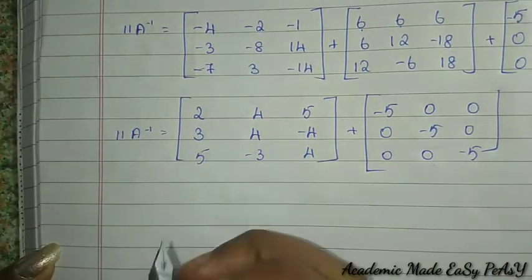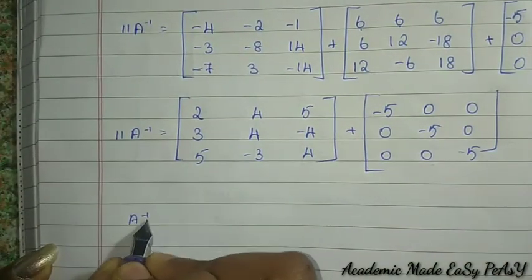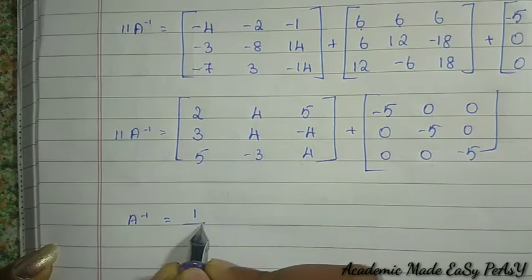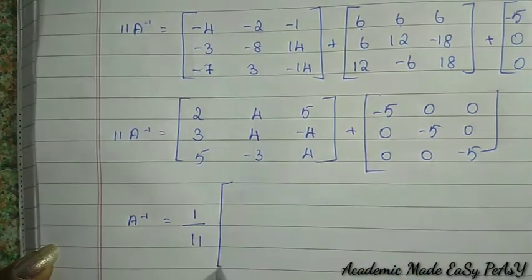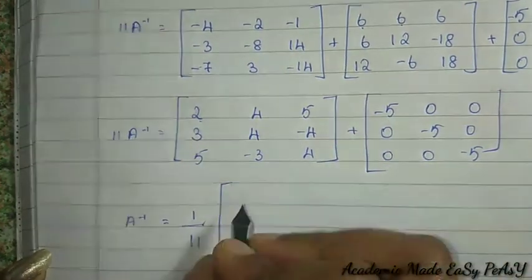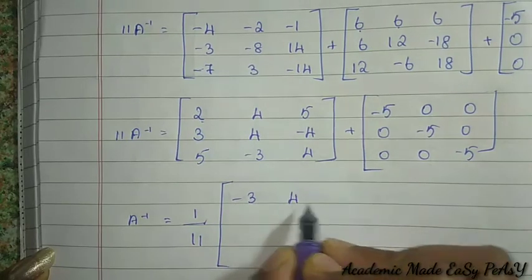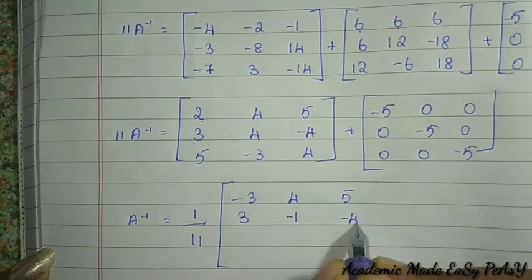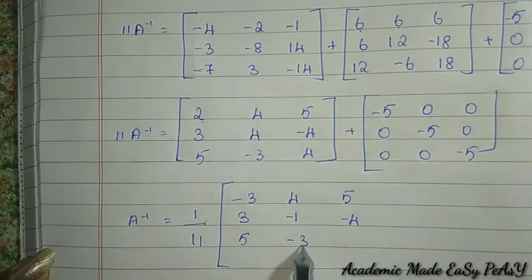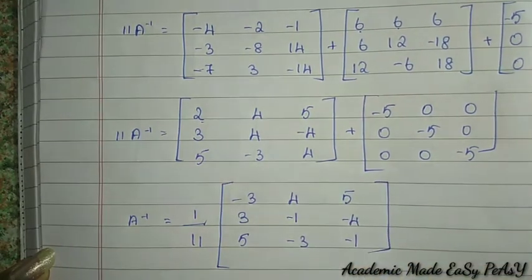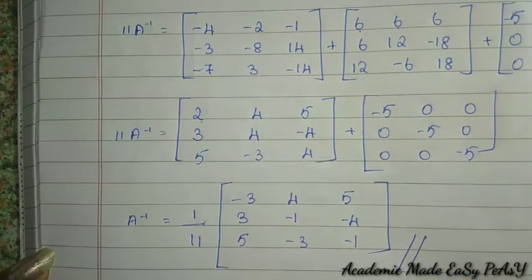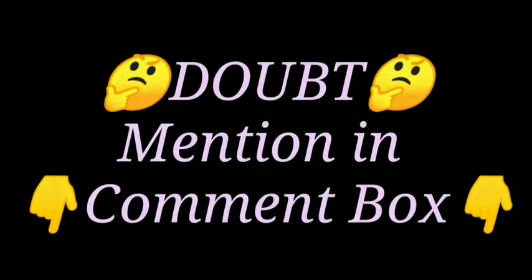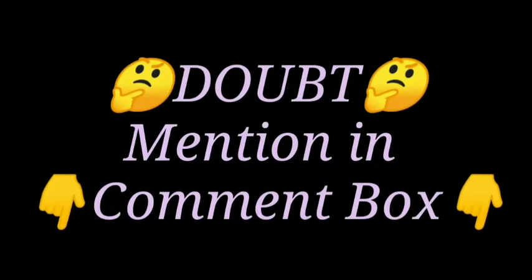I will be taking this 11 here. So A inverse is equal to 1 by 11 into 3 minus 3, 4, 5, 3, minus 1, minus 4, 5, minus 3, minus 1. This is the answer.